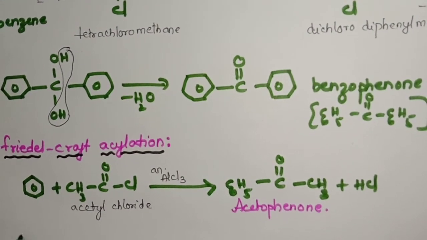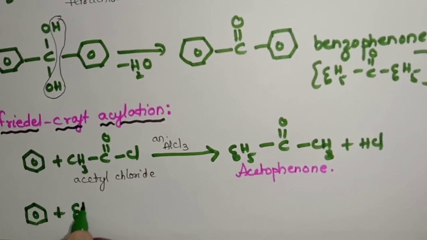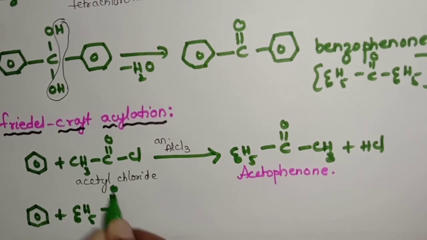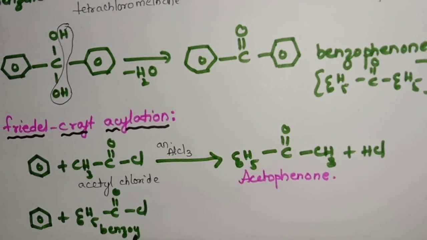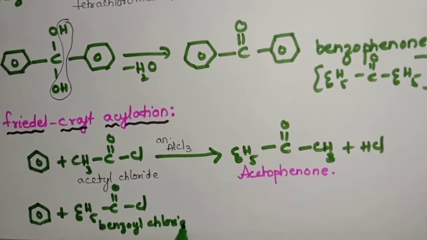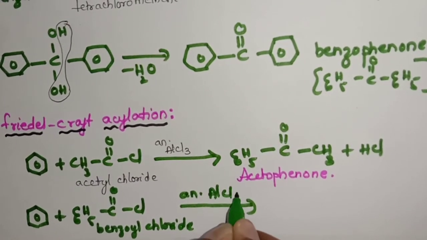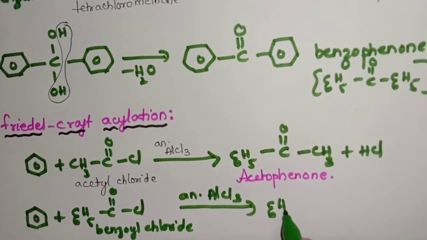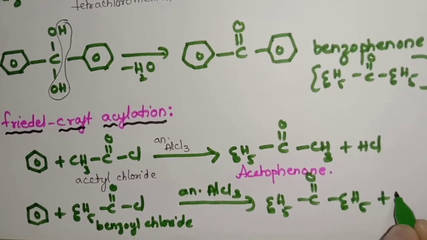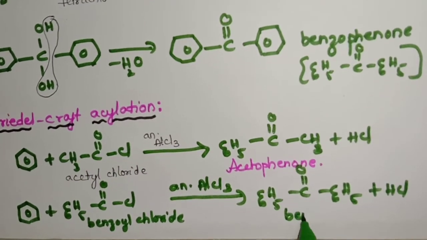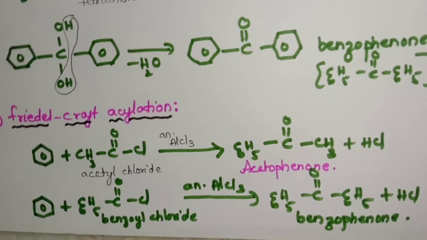Similarly, one more example: benzene plus C6H5 C double bond O Cl, which is called benzoyl chloride. Same in the presence of anhydrous AlCl3, we get C6H5 C double bond O C6H5 plus HCl. This is called benzophenone. These are aromatic ketones.